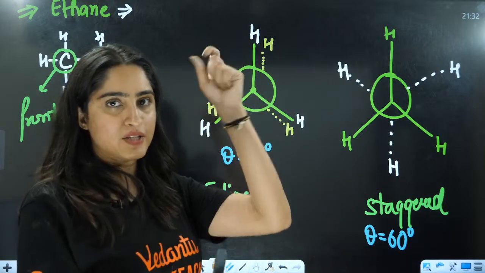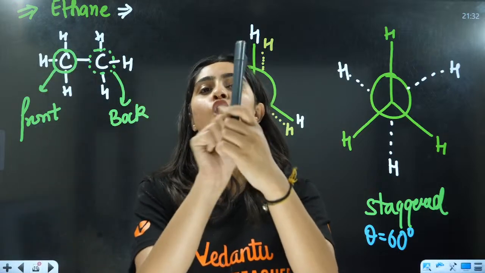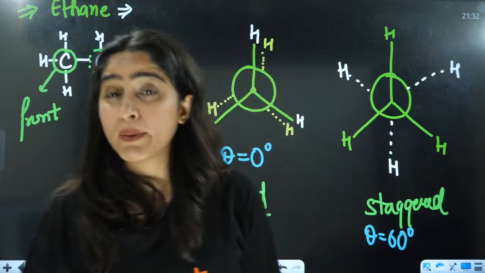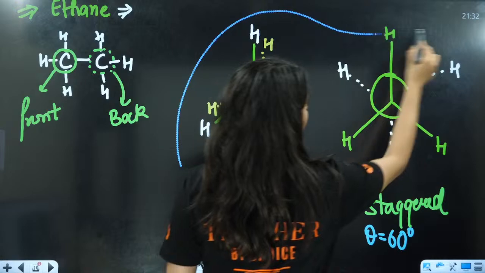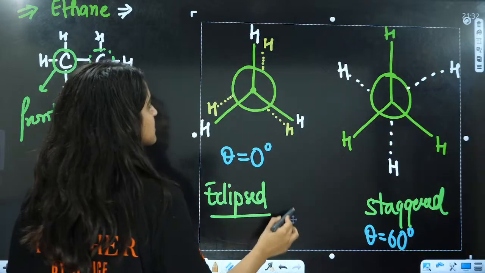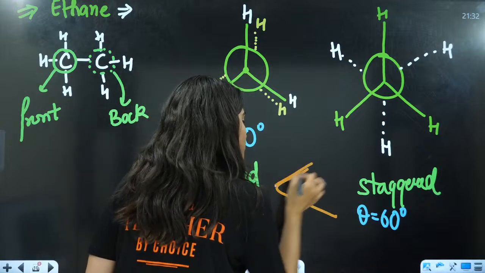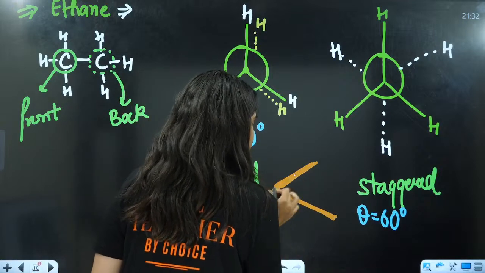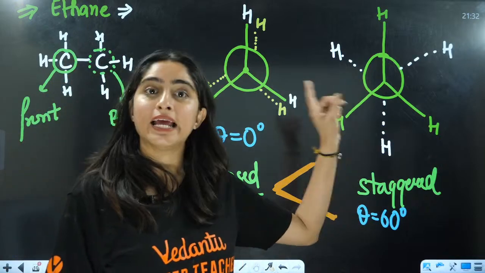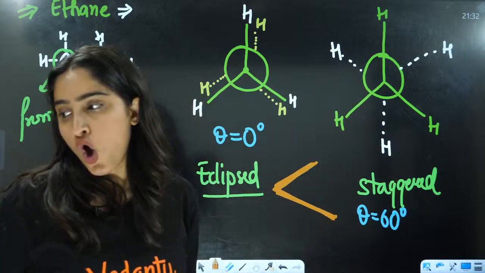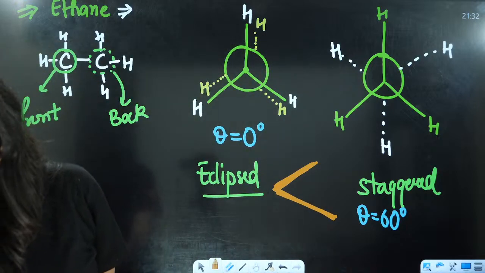Now here you have this one atom and the other atom on the back side of this, so there will be lots of repulsions here. That is why we say that staggered is more stable than eclipsed structure. Okay everyone, staggered is more stable than the eclipsed structure.